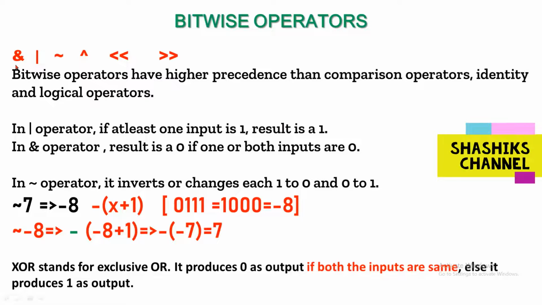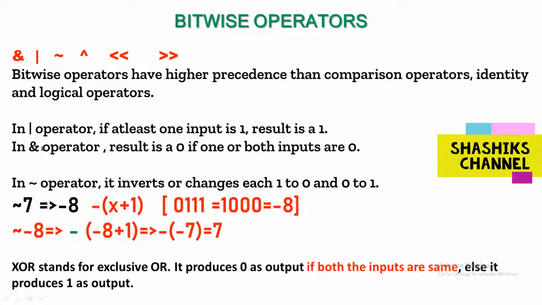These are the different types of bitwise operators. First one is the bitwise AND operator represented with the ampersand symbol. Second is the bitwise OR operator represented by the pipe symbol. Third is the bitwise negation operator represented by the tilde symbol. Fourth is the bitwise exclusive OR operator represented by the caret symbol. And then you have the bitwise left shift operator represented by the less than symbols, and the bitwise right shift operator represented by the greater than symbols in Python. So these bitwise operators have higher precedence compared with comparison, identity, and logical operators. So let's see each one of them.